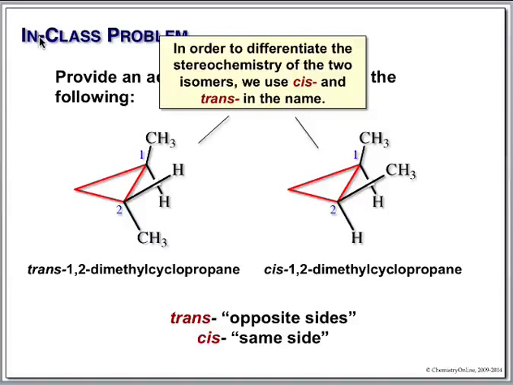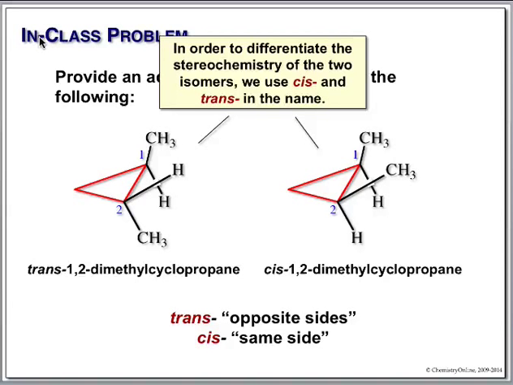If you wanted to name this, you would need to say the stereochemistry first. So this isn't just 1,2-dimethylcyclopropane. This is trans-1,2-dimethylcyclopropane. This guy is cis-1,2-dimethylcyclopropane. Cis, same side, trans, opposite sides. Yeah? That's just for the methyl groups, they're either on opposite sides or same side. Yep. So how do you know?